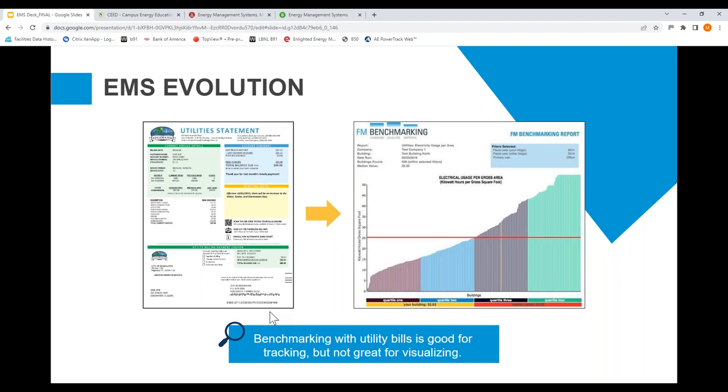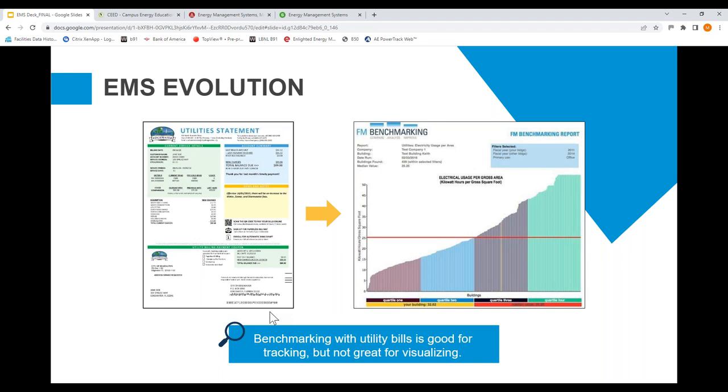How am I doing? So one of the first tools that probably evolved was benchmarking. Benchmarking is simply looking at your energy use over a 12-month period, and that can be a rolling period. When you do that, you're able to compare year over year how you're doing. So am I doing better or worse than last year? Maybe I'm doing the same.